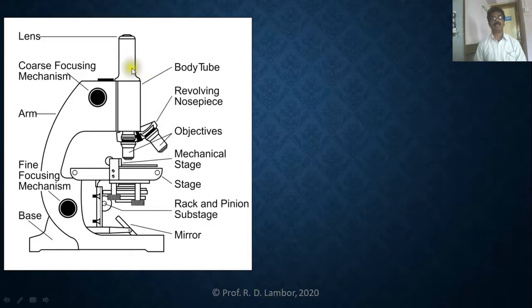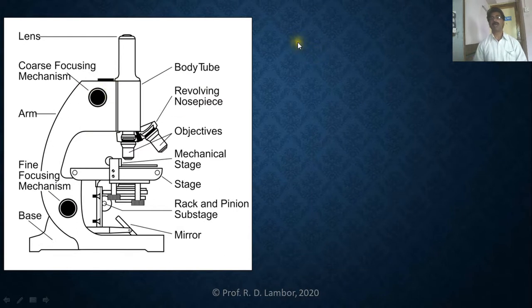See here, this is the diagram explaining the different parts of the compound microscope. Here the eye lens, and this one here the objectives. At the same time, the base is given here, the mirror to focus on that object, then the rack and pinion, the substage, this is the mechanical stage here, then the revolving nose piece is there, and these are the two adjustments. Here we get the fine focusing mechanism, and here you will get the fast focusing mechanism.